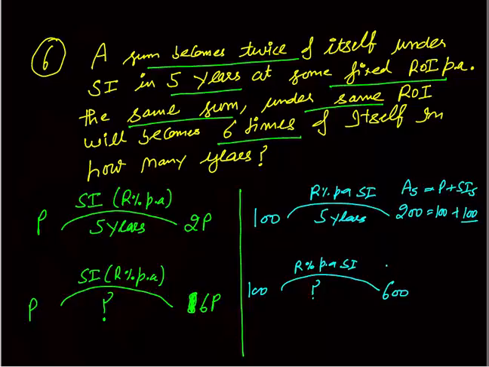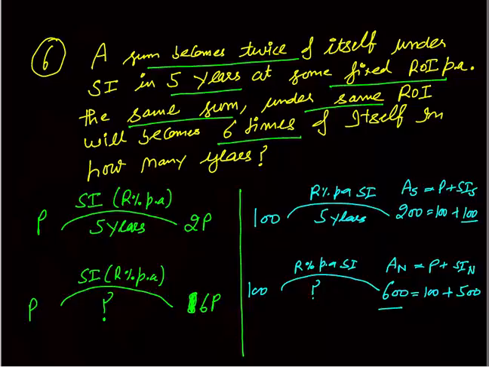This is the amount after, let's say, n years. We don't know how many years. It becomes 600. So I am assuming it's n years. 600 will again equal principal plus simple interest of n years. Now again the principal is 100. So what simple interest do we need? We need simple interest of 500 rupees.